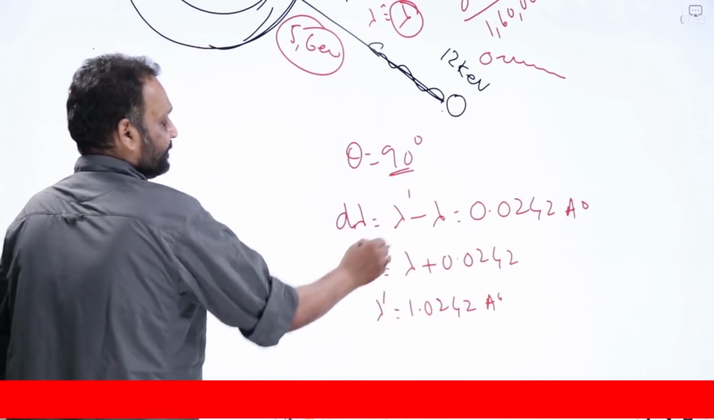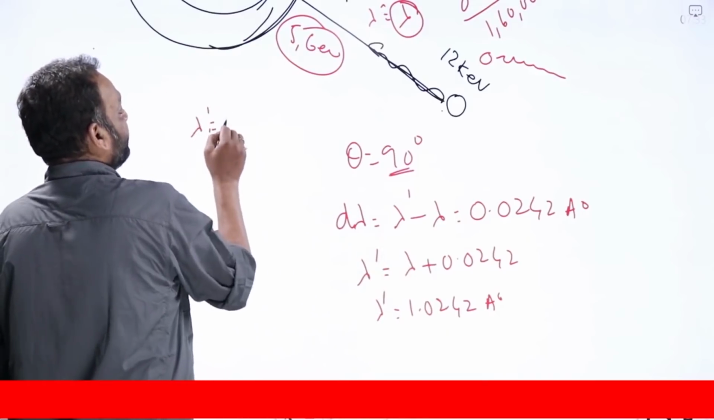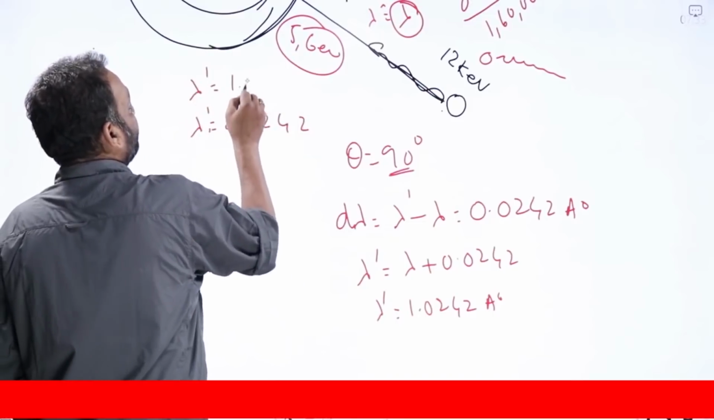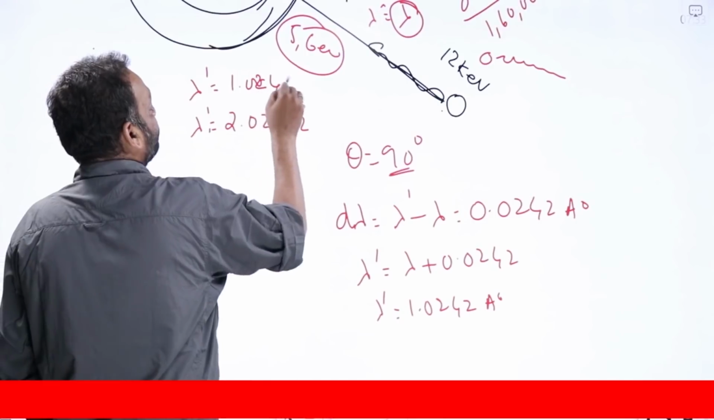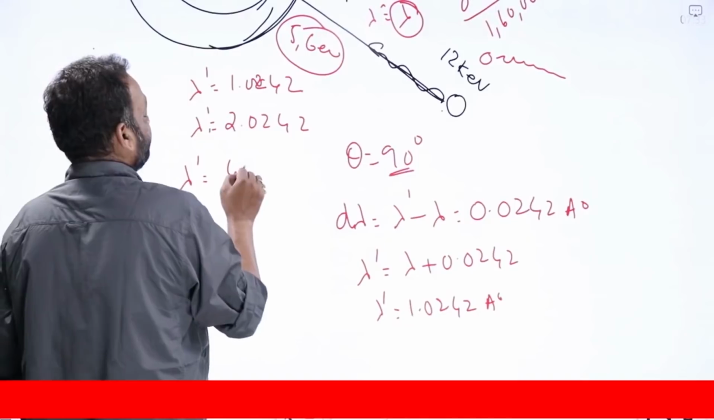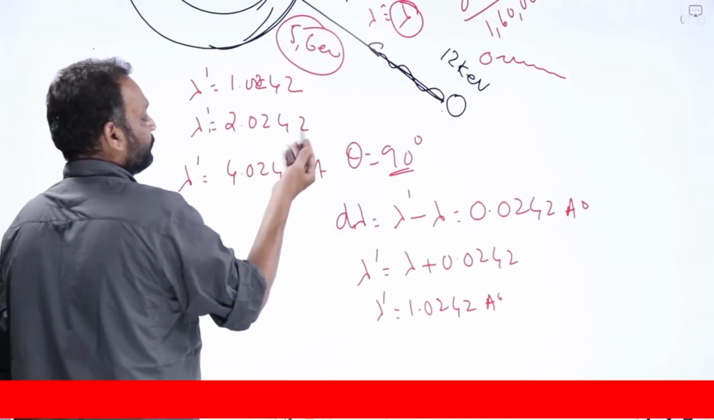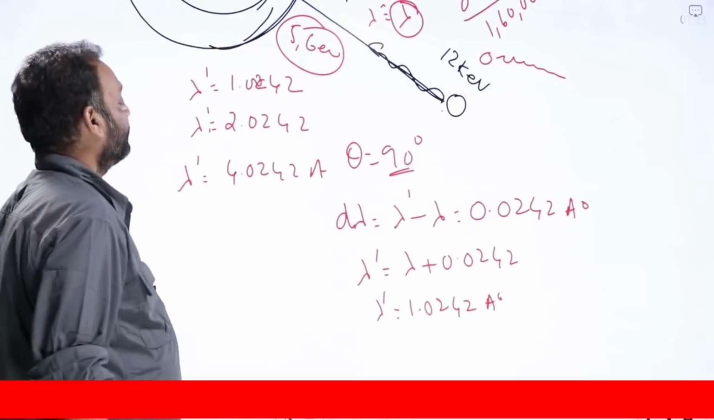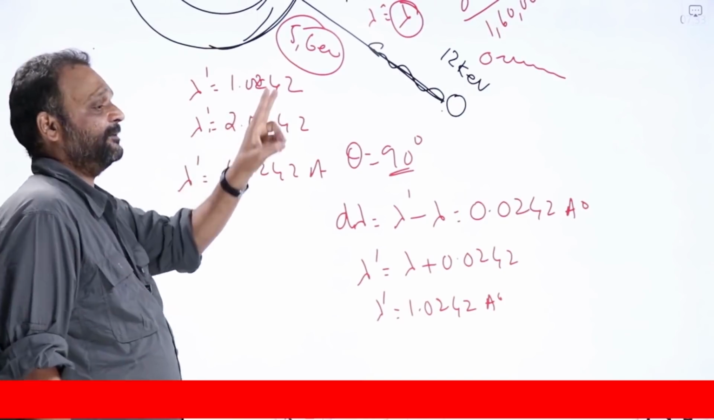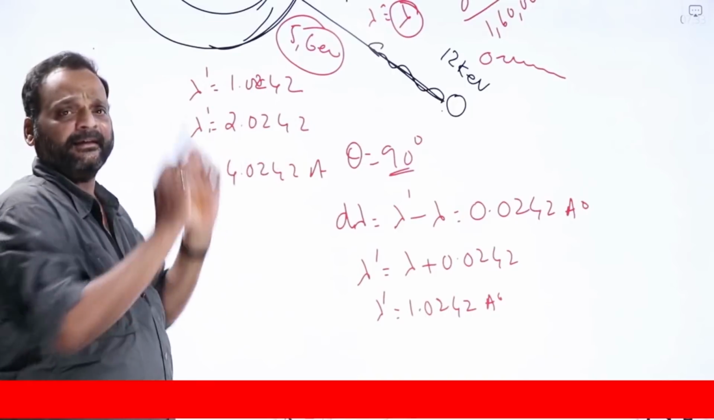Even if I send X-rays of 2 angstroms wavelength, lambda dash will be 2.0242. When I send 1 angstrom wavelength, the scattered wavelength will be 1.0242. Even when I send 4 angstroms wavelength, the scattered wavelength will be 4.0242. This 0.0242 is constant. Now what is the percentage change you see? When 1 angstrom becomes 1.02, the percentage change is 2%. 2% itself is small, but acceptable.